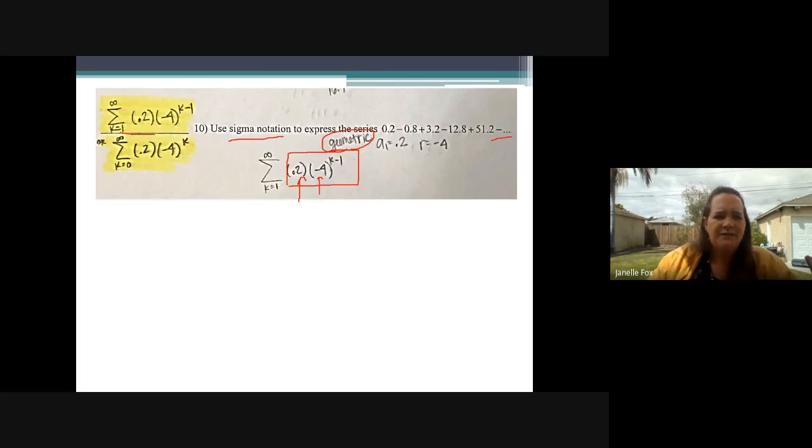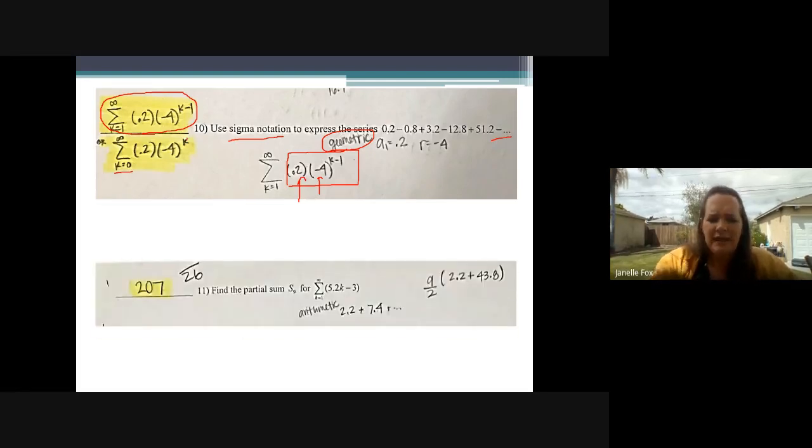Probably what you would have put down, I'm guessing the most common answer, is this first version right here: the sum from k equals 1 to infinity of 0.2 times -4 to the k minus 1. However, if you decided to start your k at 0, that is actually perfectly acceptable. You just have to make it be to the k power instead of the k minus 1 power. So either answer would have been correct.